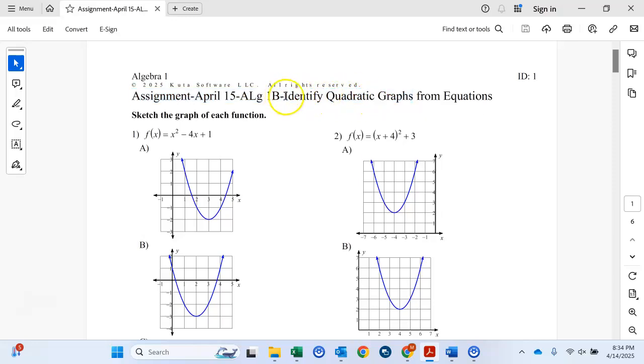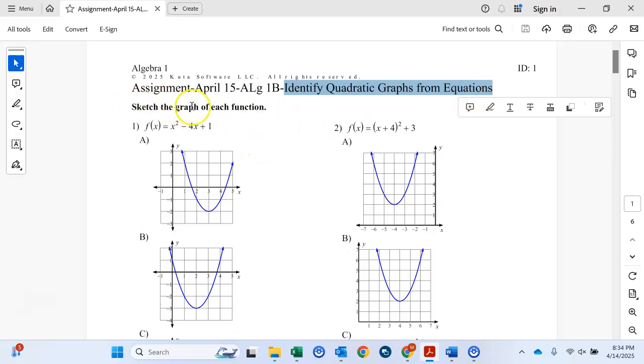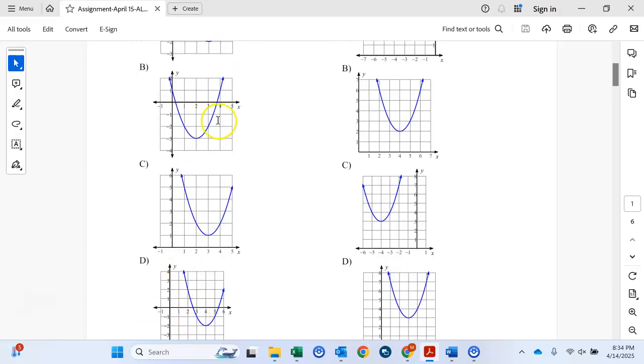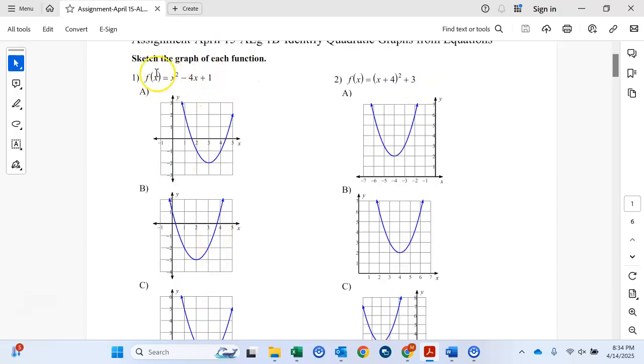What we're going to be doing today is identify quadratic graphs from the equation. So you'll get an equation, it says sketch the graph of each function. This is the equation or function, and you're going to see A, B, C, or D. Which one of those matches that equation?